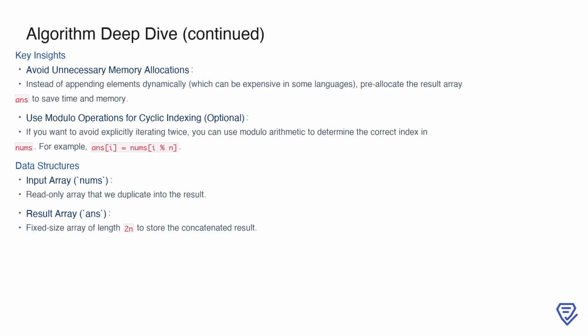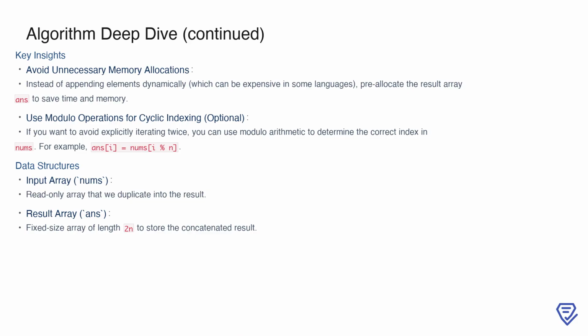Another optimization technique involves using modulo operations for indexing. This allows us to avoid iterating over the input array twice. For example, when filling A and S, we can calculate the corresponding index in nums using I%n. This simplifies the logic and reduces the number of explicit loops.